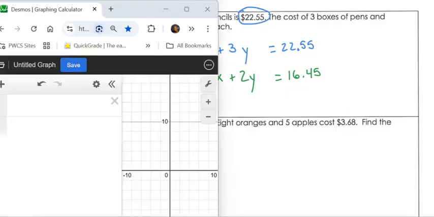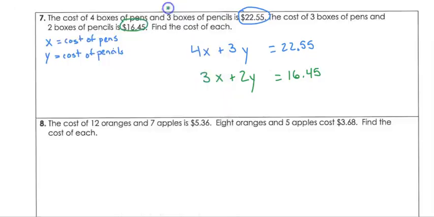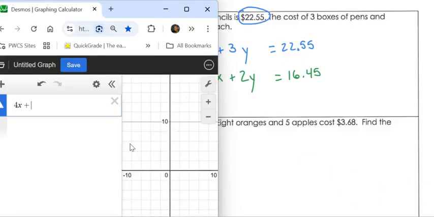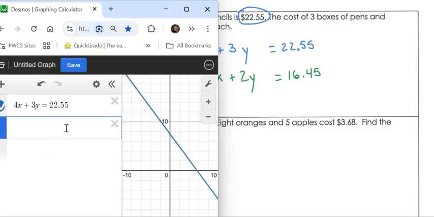So I'm going to go in Desmos and I'm going to type my two equations. So I have 4x plus 3y equals 22.55. And then my second equation is going to be 3x plus 2y equals 16.45. And remember, the solution to a system is where those two lines cross each other.